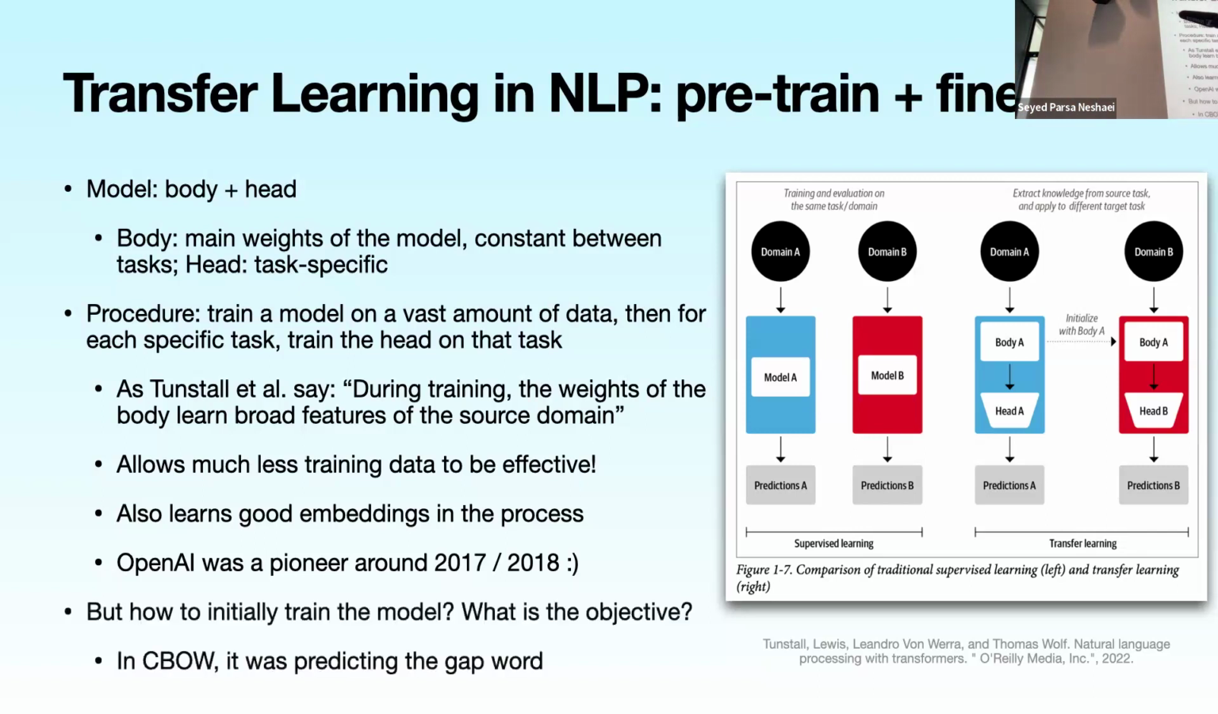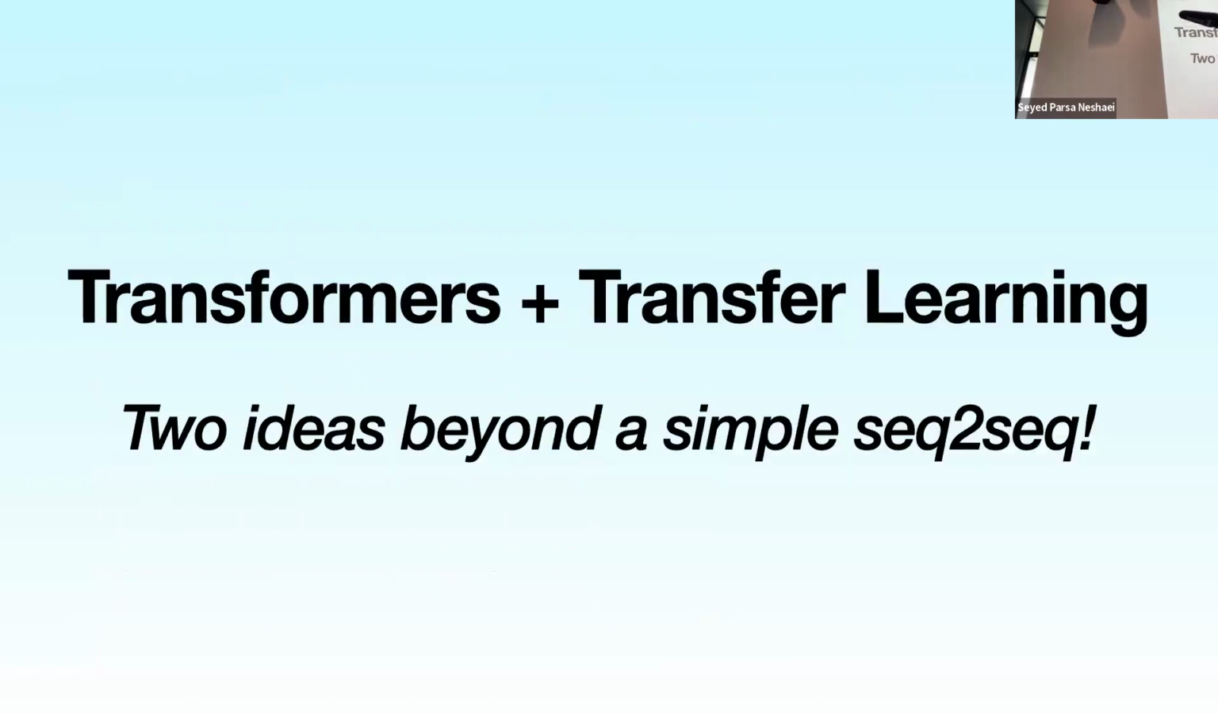All right. So yeah, this is the question that I actually want to cover: how we want to initially train the model. What's the objective? As you remember, in CBOW, it was predicting a gap word. And here is also something similar. One of the approaches that we use is somewhat similar to predicting a gap word, but with some modification that we'll go over now.